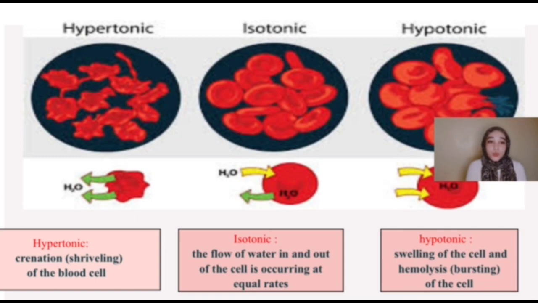Okay, the first picture is when a red blood cell is in hypertonic solution, so the cell will shrink. And the next picture is when a red blood cell is in isotonic solution, so the flow of water in and out of the cell is occurring at equal rates, which means it will be in equilibrium. And the last picture is when a red blood cell is in hypotonic solution, so swelling of the cell and hemolysis of the cell will happen.